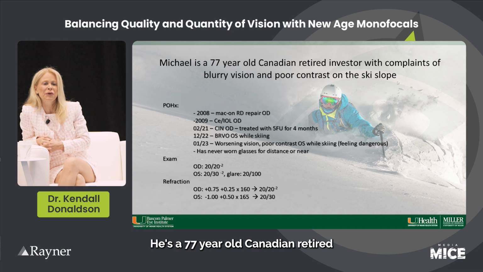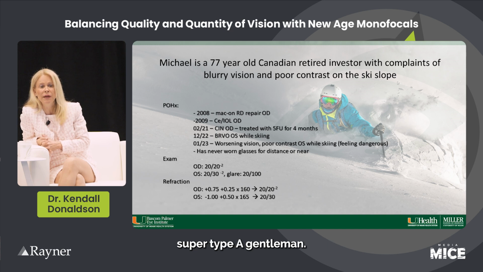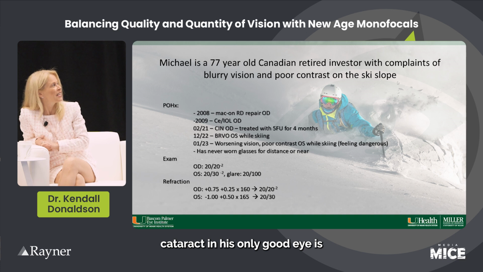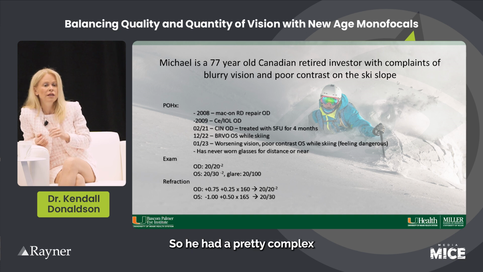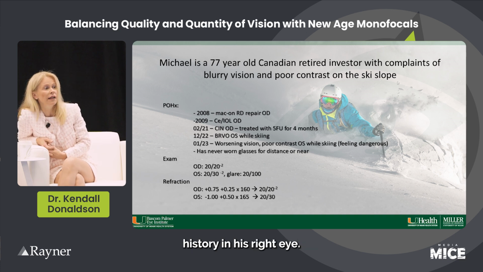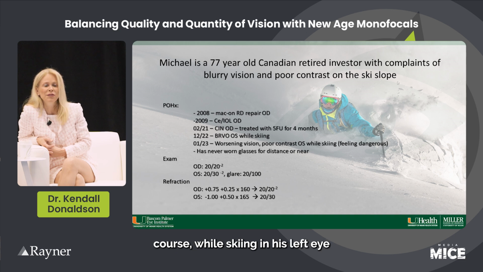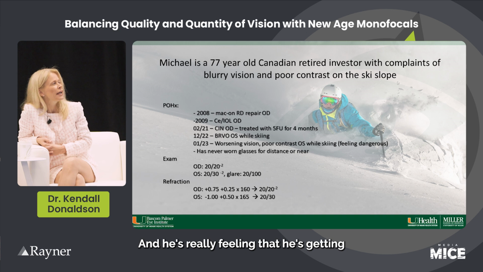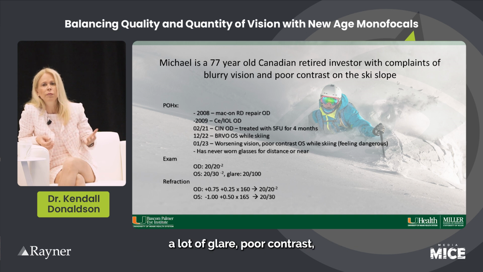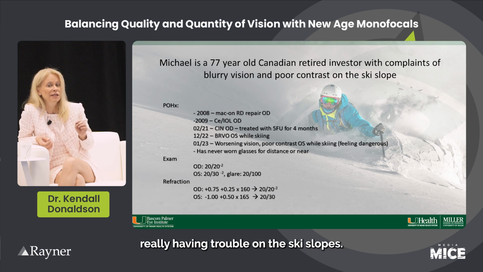He's a 77-year-old Canadian retired investor, a super type A gentleman. I ski with him, and we were skiing, and he's really complaining he has poor contrast, and the cataract in his only good eye is ready to be done, essentially. He had a pretty complex history in his right eye: a history of retinal detachment repair and prior cataract surgery, and then he had a BRVO, of course while skiing, in his left eye, which is the one I'm going to be doing cataract surgery on. He's really feeling that he's getting a lot of glare, poor contrast, and really having trouble on the ski slopes.